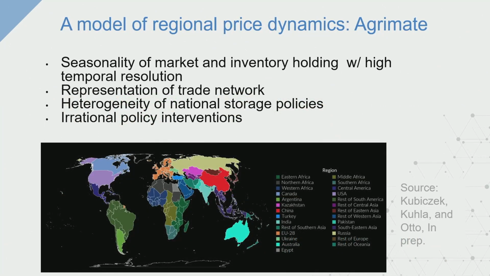My colleagues at Potsdam Institute for Climate Research have an improved model now where they've broken down into different regions to understand the dynamics. So this new model is called Aggramate. It includes irrational policy interventions. It includes national storage reserves, and the trade network. So these are the sort of powerful tools that we can use to move forward.